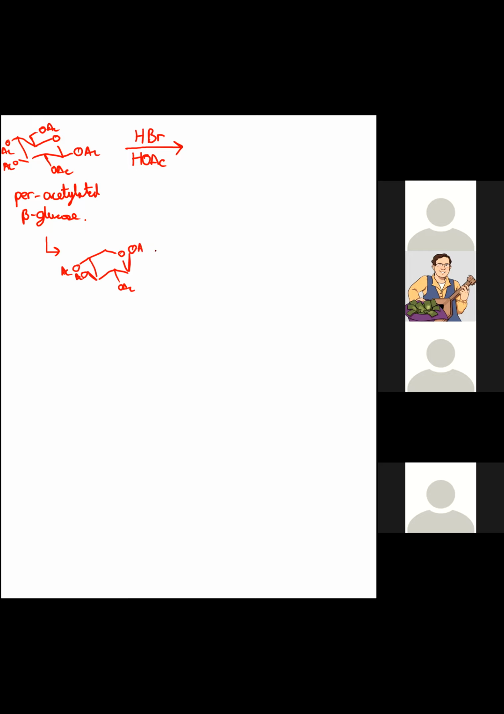And that's because I guess I should draw this properly. If I draw it this way, then the beta position now is almost pseudoaxial if I draw this boat. And so the lone pair on the oxygen, if we think about what that acetate looks like, it looks like that. And we have HBr, which is really a source of H+.